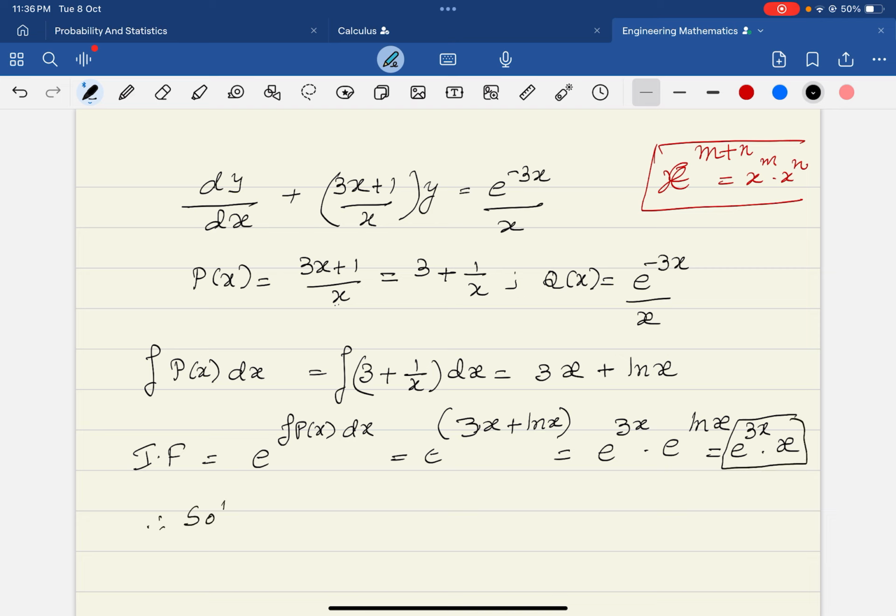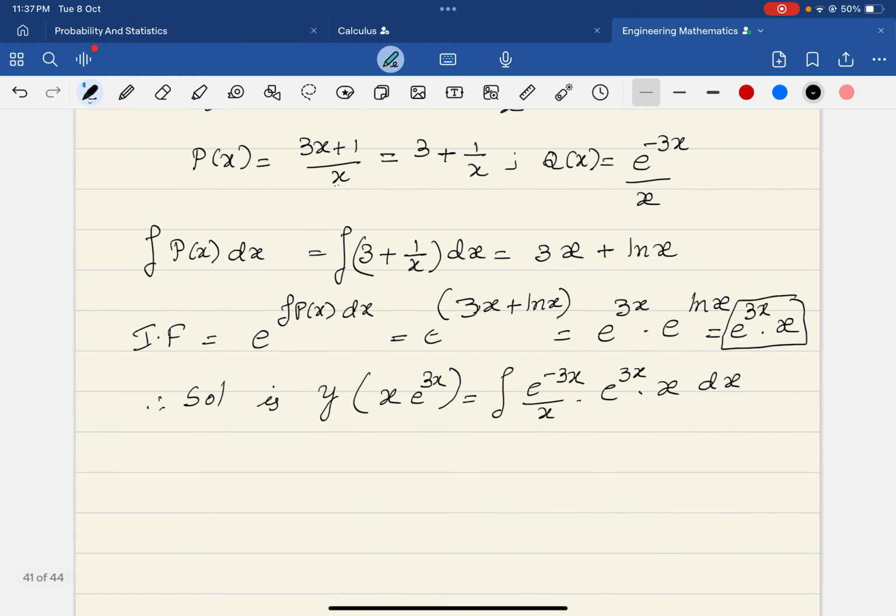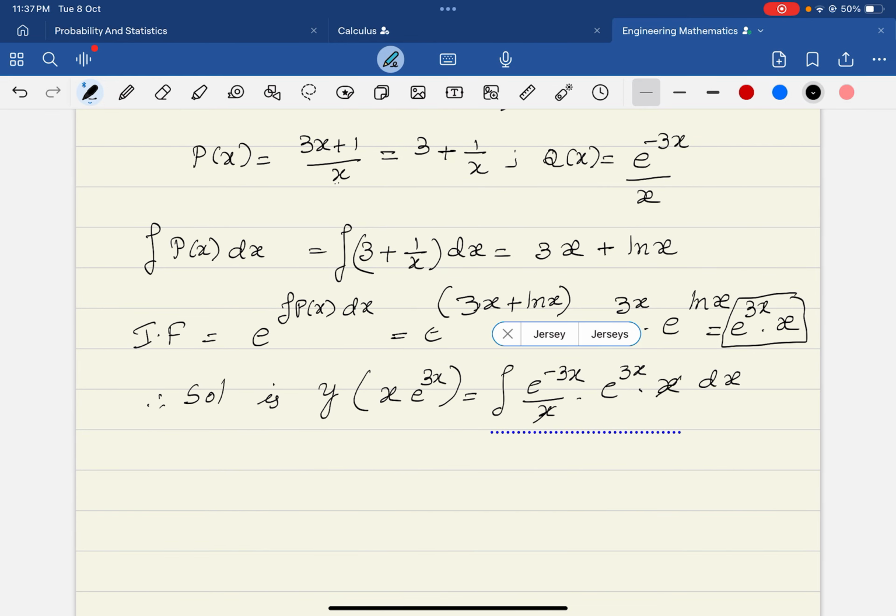So therefore, what is the solution now? The general solution is y times the integrating factor, x e raised to 3x, is equal to the integral of q, which is e raised to minus 3x over x, times the integrating factor e raised to 3x into x dx. Now let us observe here. This x and x get cancelled, e raised to minus 3x and e raised to 3x also get cancelled. You will remain with integral dx, which is x plus the constant.